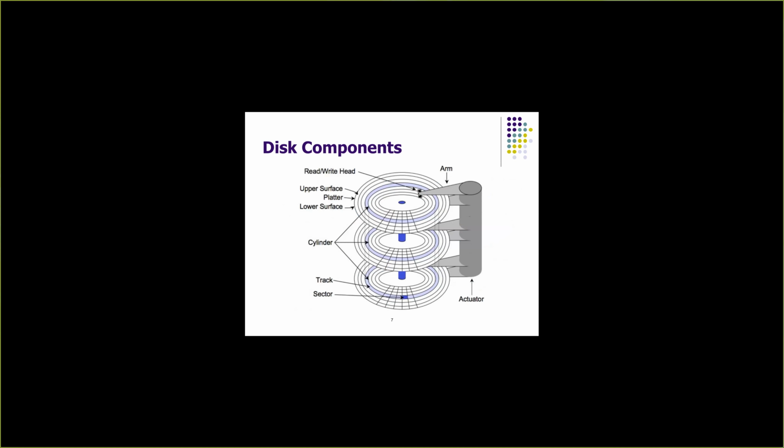Okay, and each track is further divided into sectors. The intersection of a sector and a track is also called a block. So that is the unit of read or write from a disk. Okay, and all the tracks of a disk form a cylinder. Track one of all the platters, of all the surfaces, they form a cylinder.